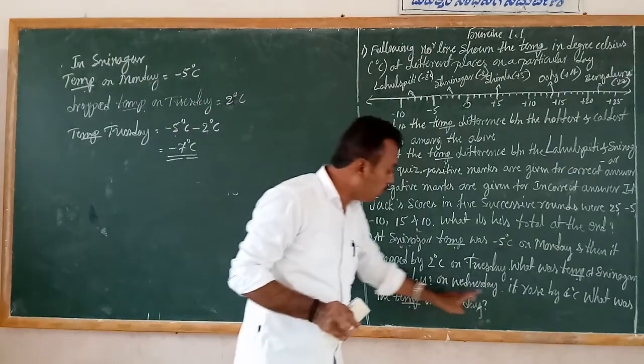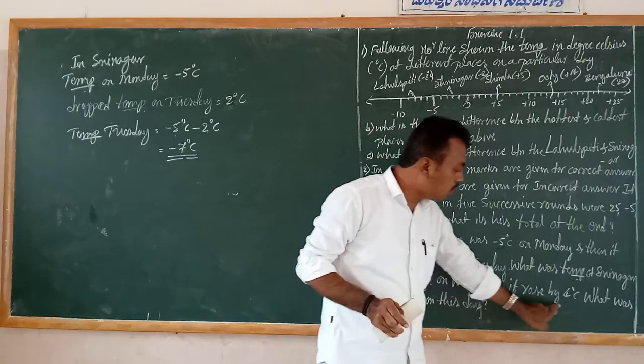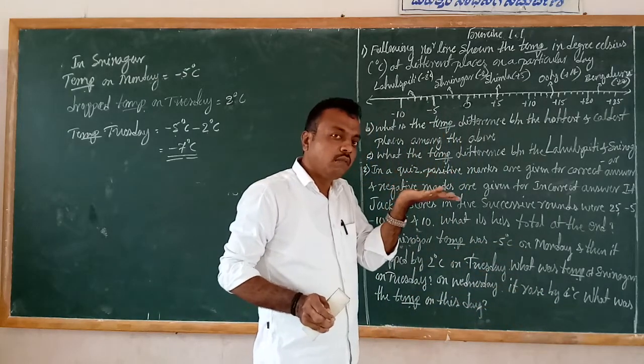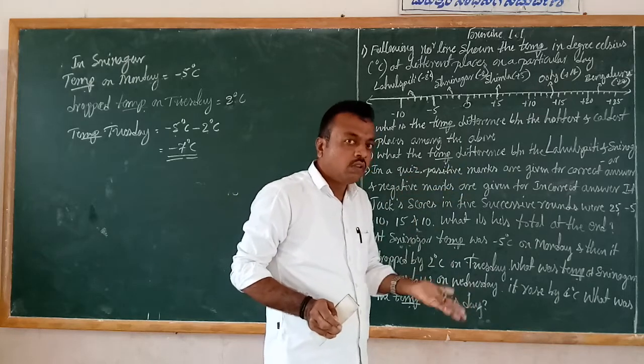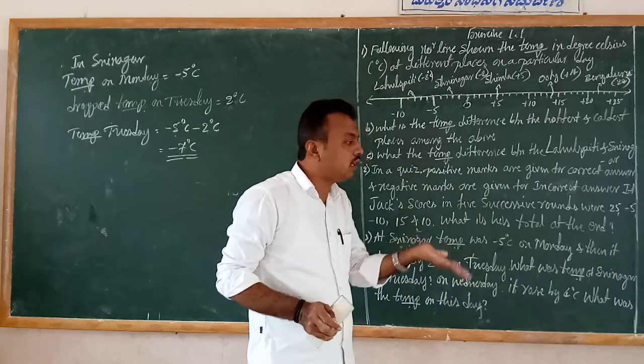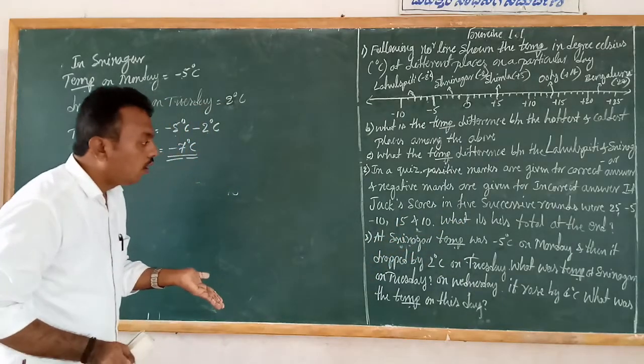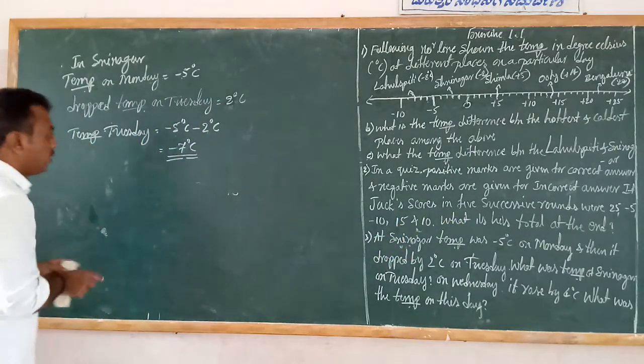Next, on Wednesday, it rose by 4 degrees Celsius. Wednesday's temperature rises. On Tuesday, it dropped. On Wednesday, it rises, and rise means we have to do addition, correct? So rise by 4 degrees Celsius.